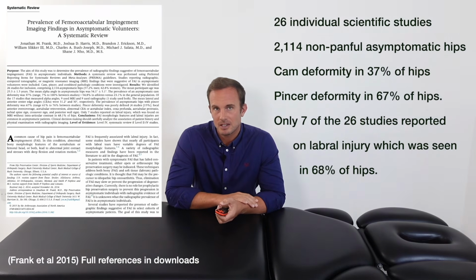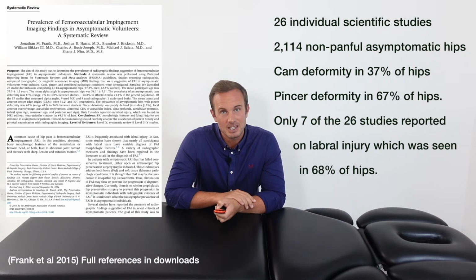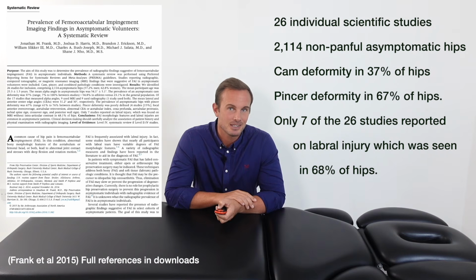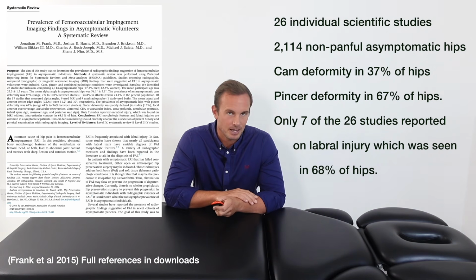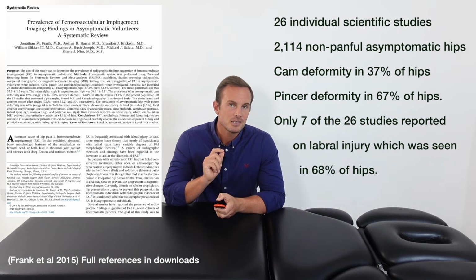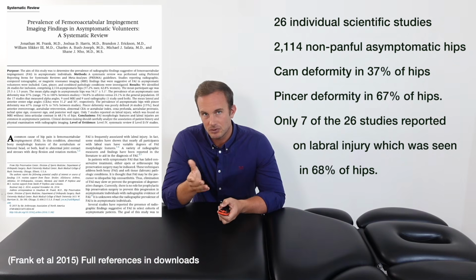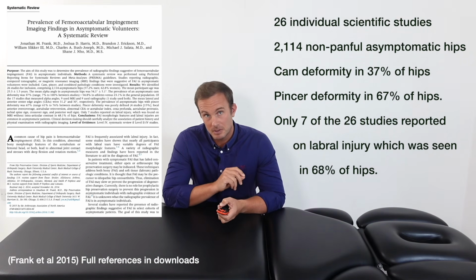Let's have a look at some research. A review of 26 individual scientific studies with a total of 2,114 non-painful asymptomatic hips identified a cam deformity in 37% of hips and a pincer deformity in 67% of hips. Remember, all of these people did not have any hip problems. Only 7 of the 26 studies reported on cartilage labral injury. Again, this is the prevalence in non-painful, non-symptomatic people.